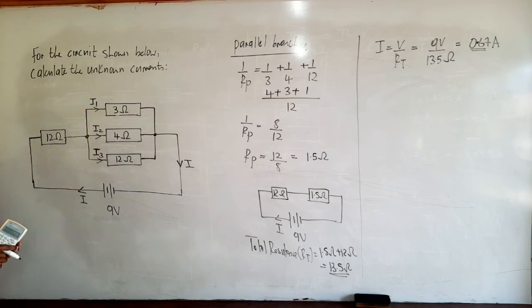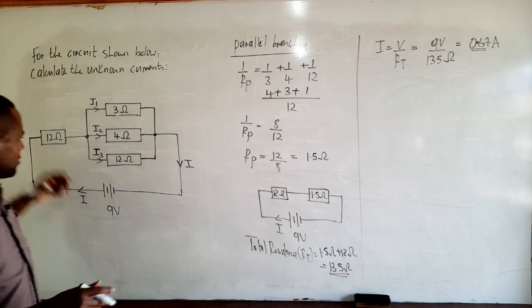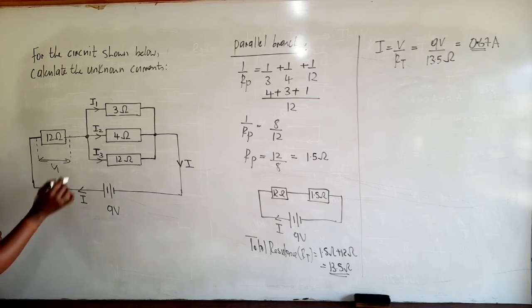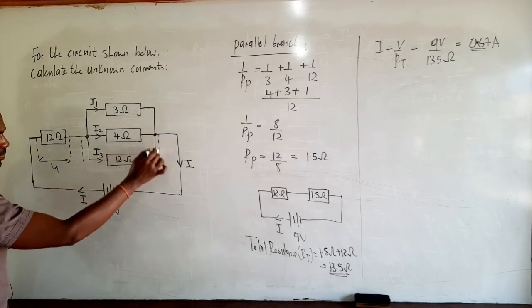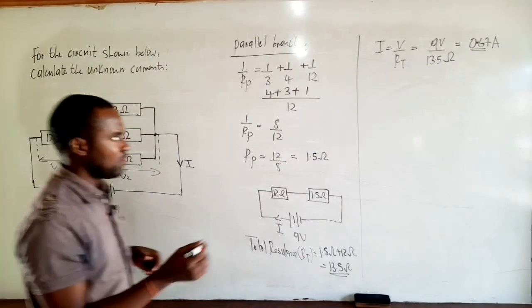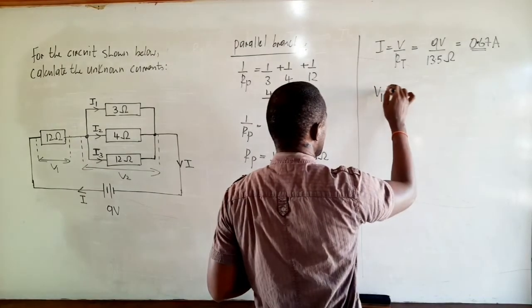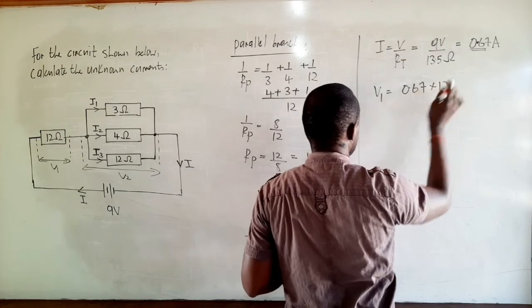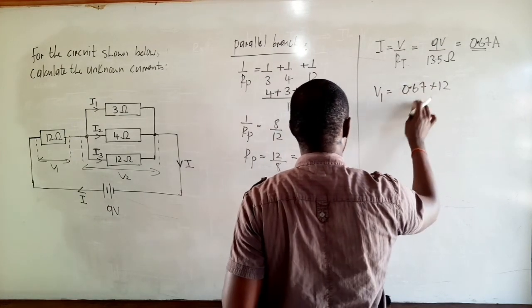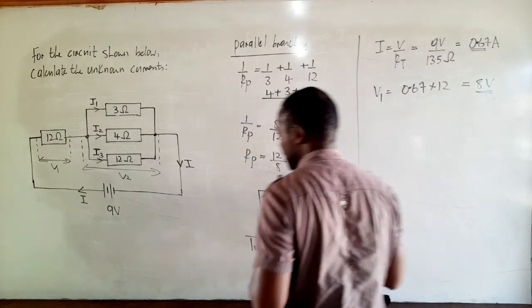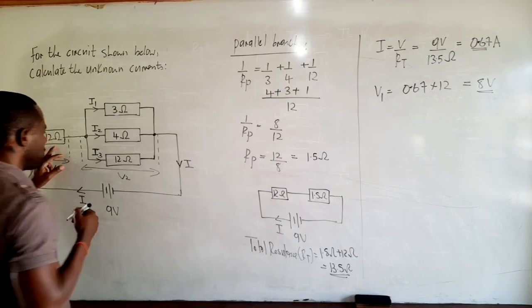So for the 12 ohm resistor, the PD, let's call that V1, right? And we'll call the PD across the parallel branch V2, right? So V1 is equal to I, which is 0.67 amperes, times 12, because this is exactly equal to 2/3. 2/3 of 12 gives us 8 volts. So V1, the PD across the 12 ohm resistor, is equal to 8 volts.